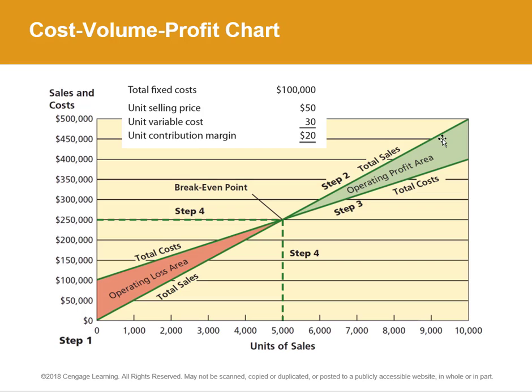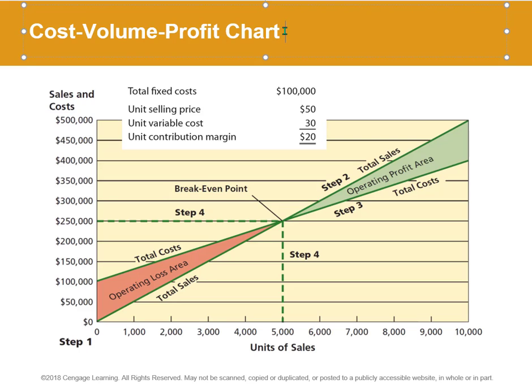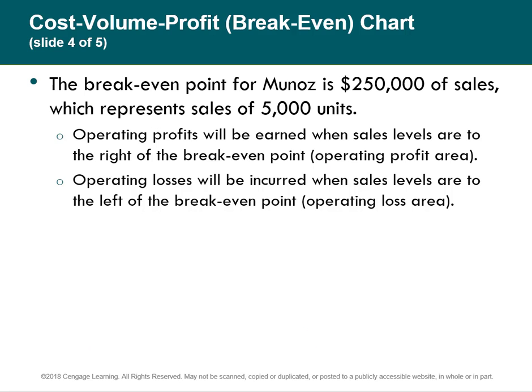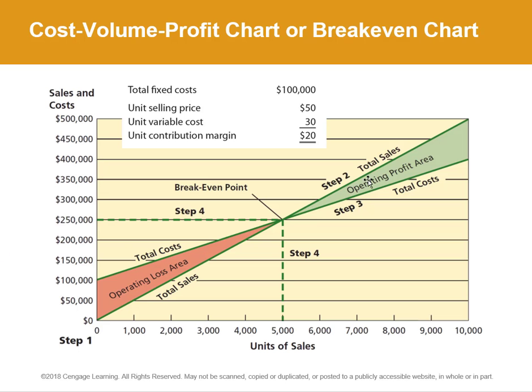So this is a cost, volume, profit chart, or it's really more commonly called a break-even chart. That's how I've always seen it, for what that's worth. The break-even point for this company is 250,000 of sales, which represents sales of 5,000 units. And just like we said, profit will be earned when the sales levels are to the right of break-even, and loss when it's to the left. So these are profits, and that's loss.